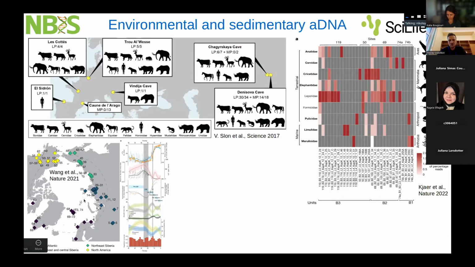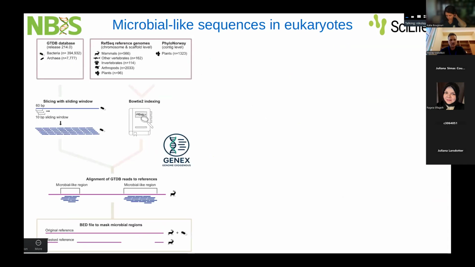This is exactly the point of this method, the GeneX method. So we did a super simple thing. We took one of the largest microbial databases, which is GTDB, and we chopped all the microbial references into pseudoreads, and we aligned them to all NCBI eukaryotic references.